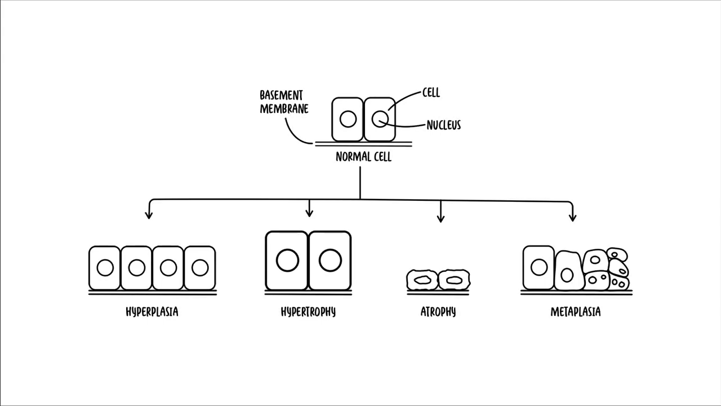In summary, we discussed the four cellular adaptations: hyperplasia, hypertrophy, atrophy, and metaplasia. We also discussed cellular injury, when the cells cannot adapt to their new environment, and the consequences of this, which includes necrosis.